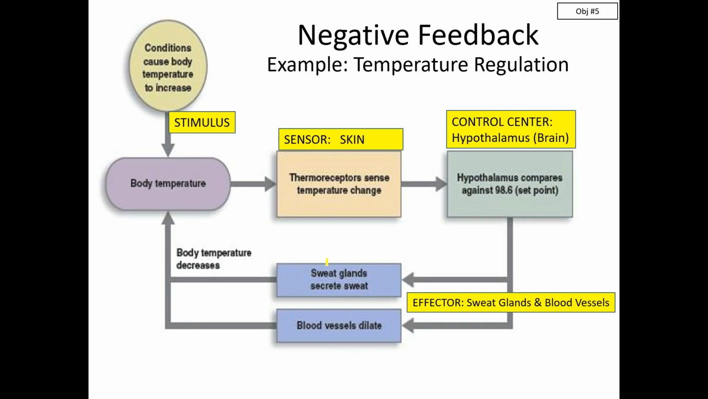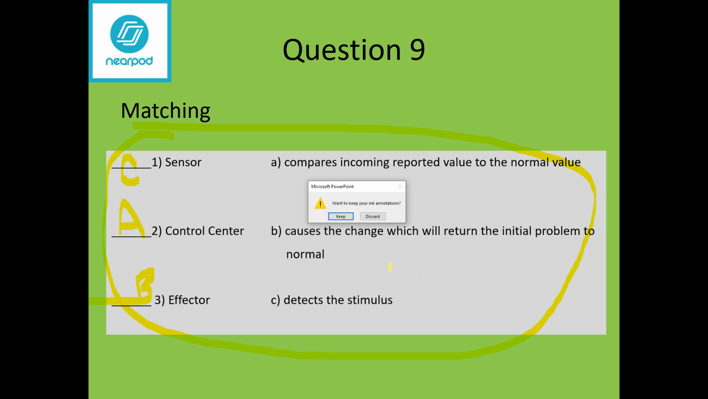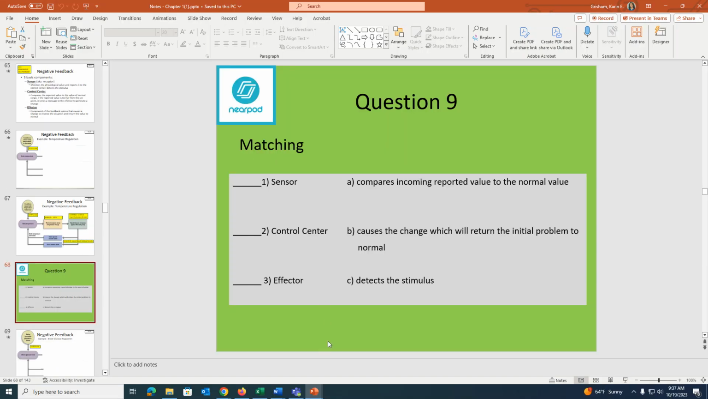And I think I told y'all that this question right here, if you use those answers, remember, sensor was detecting the stimulus, the control center compares the incoming to the normal value, and then the effector causes the change, which will return the initial problem back to normal. If you use those as your descriptors for that, you'll be fine. So that is the answer to essay question number 1.